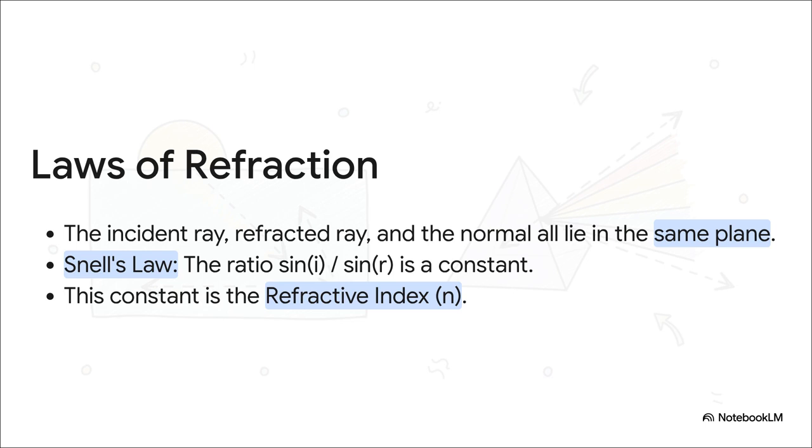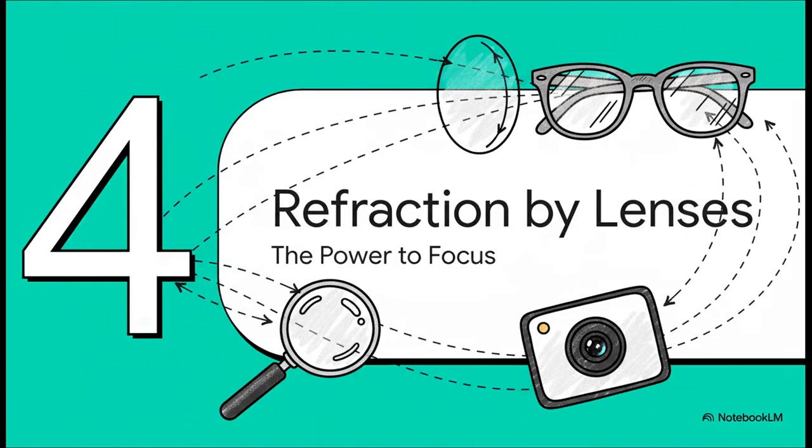The second one is the famous Snell's law. It simply says that the ratio of sine i over sine r is always a constant value. And this constant value is called the refractive index, which is just a number that tells us how much that medium can bend light. So all this talk about bending light, where do we actually use it?